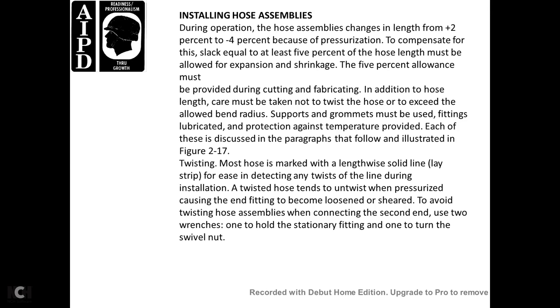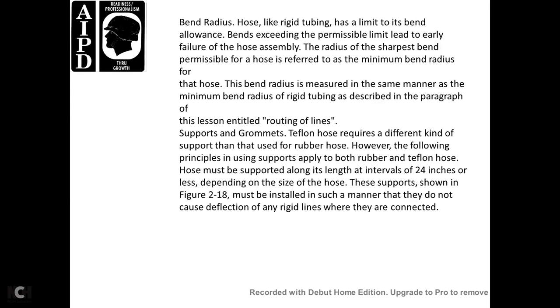A twisted hose tends to untwist when pressure is applied, causing the end fitting to become loosened or sheared. To avoid twisting hose assemblies when connecting the second end, use two wrenches: one holding the stationary fitting and one turning the swivel nut.